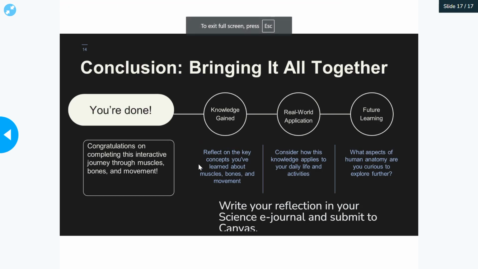The very end is the conclusion where they bring it all together. They start reflecting, and then I start asking them a couple more higher level thinking questions. So consider how this knowledge applies to your daily life and activities. What aspects of the human anatomy are you curious to explore further? I've asked them to write a reflection in their science e-journal and then submit it to Canvas when they're done.